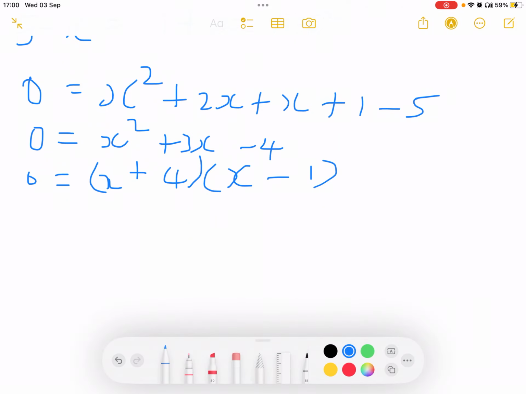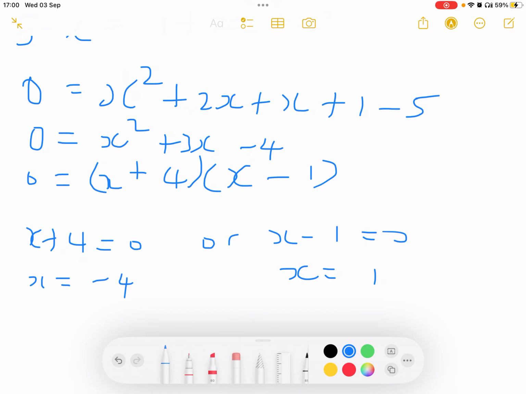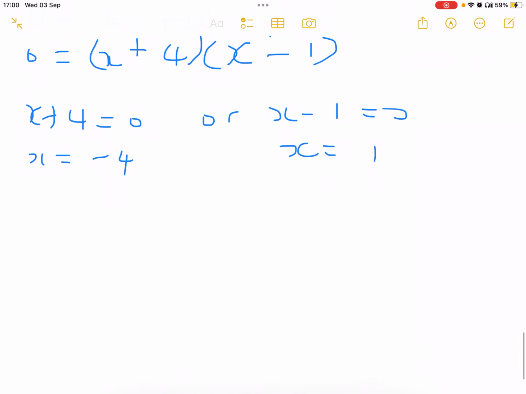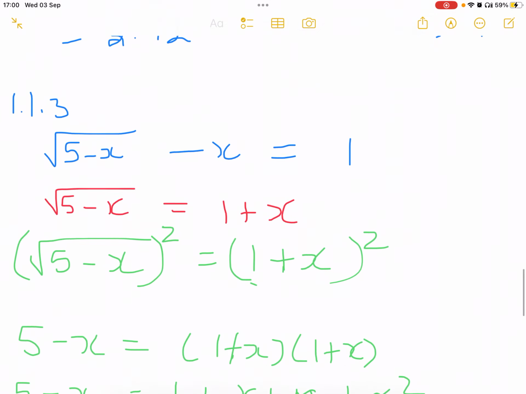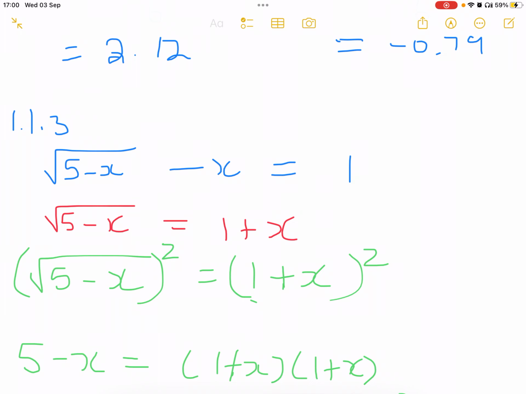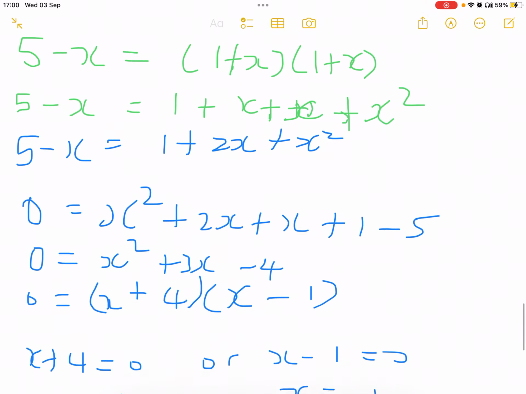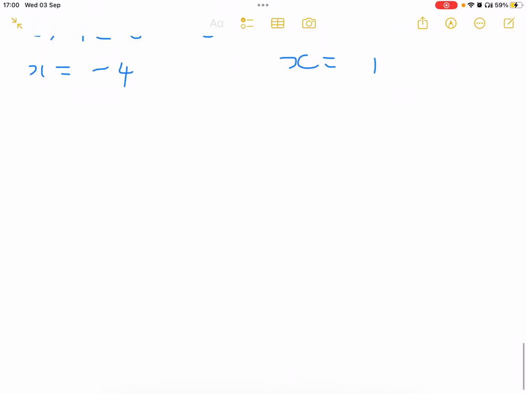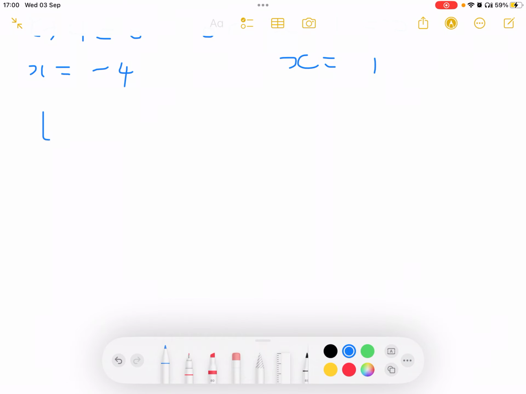Right, now the last part, x plus 4 equals 0, or x minus 1 equals 0, and x equals negative 4, or x equals 1. The last part, we'll have to test whether these values are true for this first equation that we're given here, which is the root of 5 minus x, minus x. Does it give you equal to 1? So call it the test.